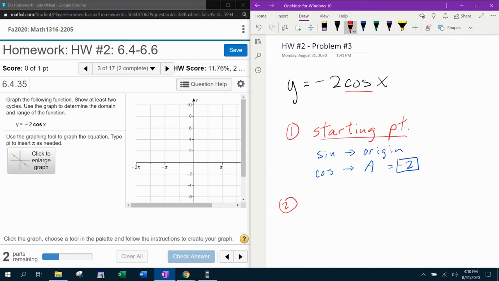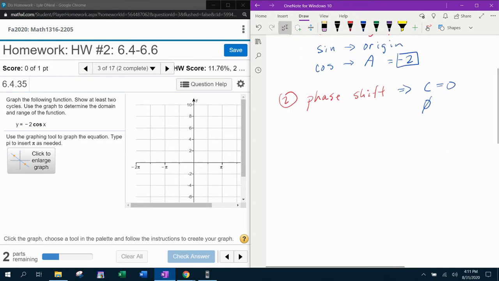Once you know the starting point, you need to take care of a phase shift, if you have a phase shift. But a phase shift requires that you have a constant added or subtracted to the x variable as part of the angle. Since we don't have a constant added or subtracted to the angle, there's no phase shift. The way I say that is, if C is equal to 0, which is understood to be 0, then there is no phase shift. So we're not going to have a phase shift this time.